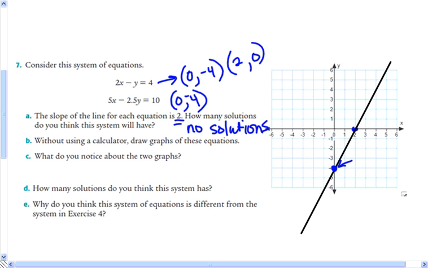All right, and if we find the x-intercept, we let y equal 0. If y is 0, then we're going to do 10 divided by 5, which is 2, which is this point again. Which means if I draw a line through those, I get that line there. What do we notice about these two graphs? The lines are on top of each other. The word for that is they coincide.